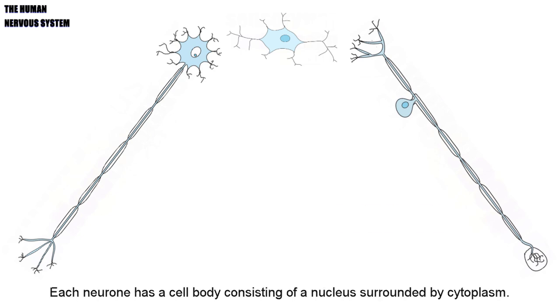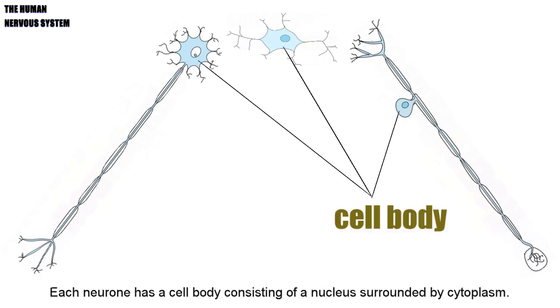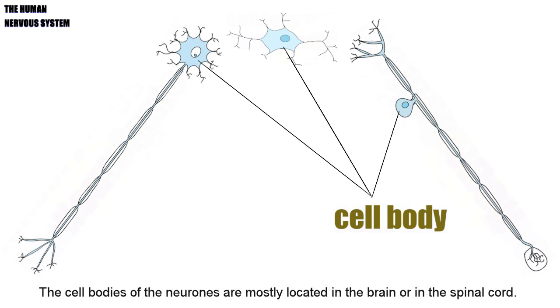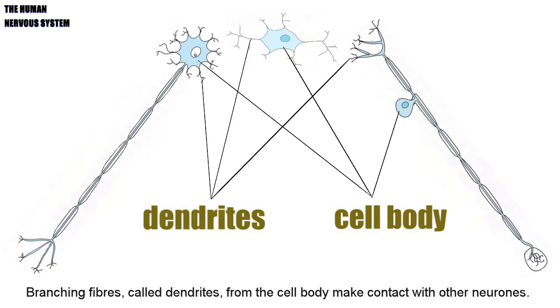Each neuron has a cell body consisting of a nucleus surrounded by cytoplasm. The cell bodies of the neurons are mostly located in the brain or in the spinal cord. Branching fibers, called dendrites, from the cell body make contact with other neurons.